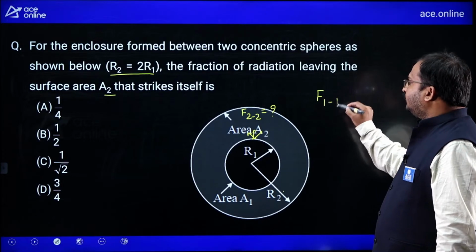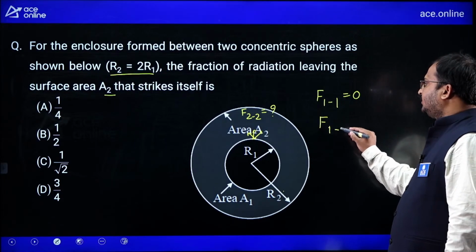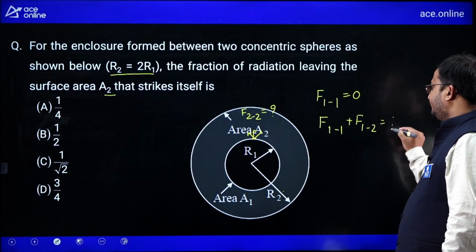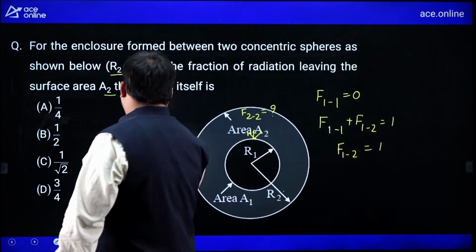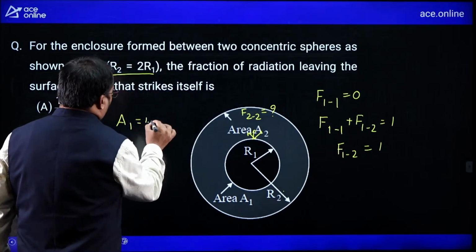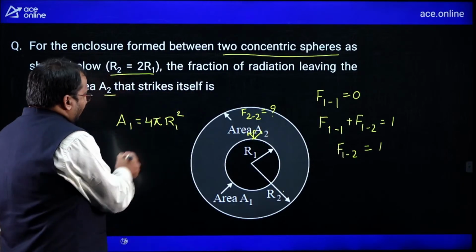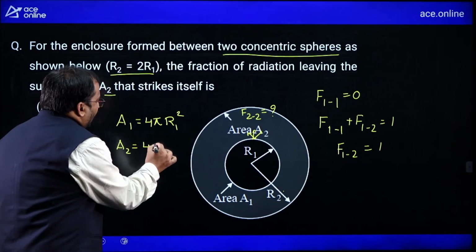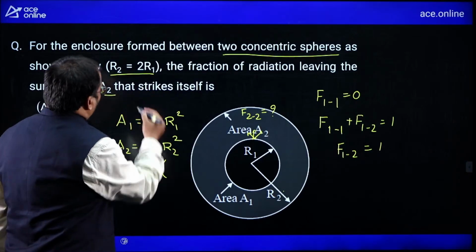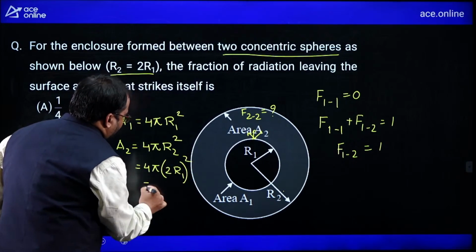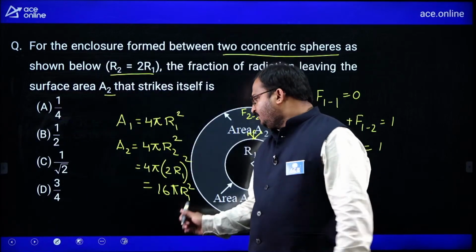So F11 will be equal to 0. Okay. Then F12 can be obtained by the summation rule, that is F11 plus F12 is equal to 1. So from this F12 is equal to 1. So the F12 value we got. Now we need to determine the areas. So area A1 is 4 pi R1 square. Here he said spheres, so area is 4 pi R1 square. A2 is 4 pi R2 square. So R2 value is 2R1 whole square. So this will be 16 pi into R1 square. 16 pi R1 square is the area A2.